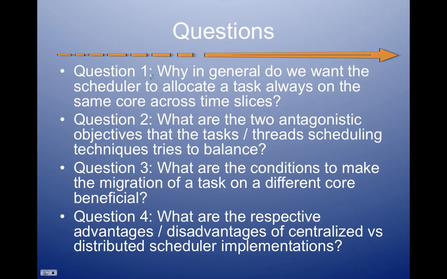A set of questions. Why do you want the scheduler to allocate a task always on the same core? What are the two antagonistic objectives for the scheduler? What are the conditions to make migration of a task to a different core beneficial? So when should I move a task to a different core? And what are the disadvantages of centralized versus distributed scheduler implementations? If you have a lot of cores and a lot of threads, one scheduler might be a bottleneck for the application, so you might want to use a distributed implementation of the scheduler, but there is a price for that. So what is this price? This is what this question is asking.